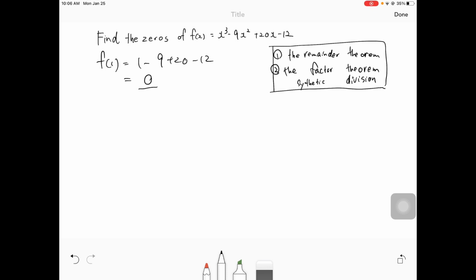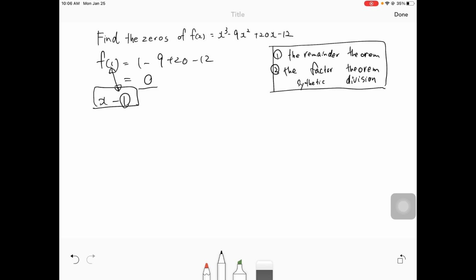If you plug in 1, then the remainder is 0. This means this polynomial has a factor of x minus 1. If you plug in 2 and the remainder is 0, the factor is going to be x minus 2. Okay, but this time I plugged in 1, so the factor is x minus 1. Now you've already found a factor of this polynomial, so let's divide f of x by x minus 1.